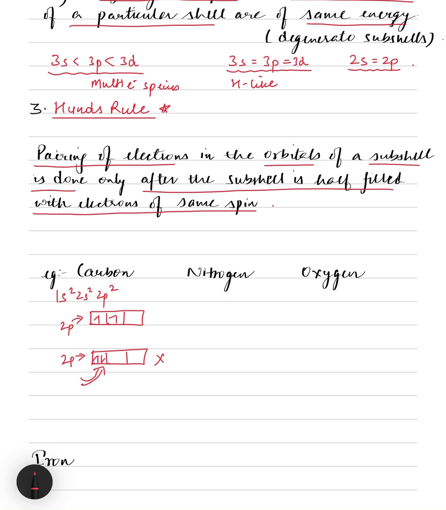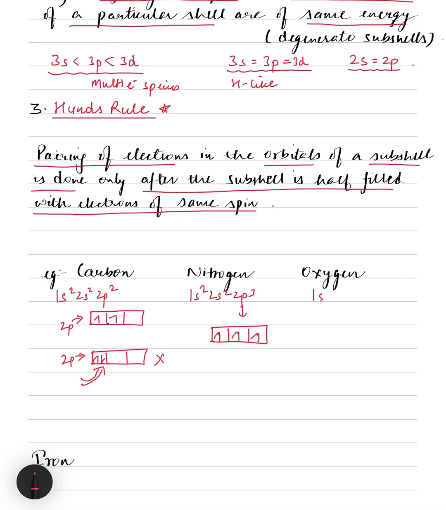Hund's rule says that pairing is done only after all the orbitals in a subshell are half filled with electrons of same spin. That means the p subshell can have 6 electrons, so before pairing is done, it must have 3 electrons of same spin. In that sense, it will be half filled. If I write the nitrogen configuration, it will be 1s2, 2s2, 2p3, and this 2p3 will be written like this. Three electrons are there, so now it is half filled. Once half filling is done with the same spin of electrons, pairing will start.